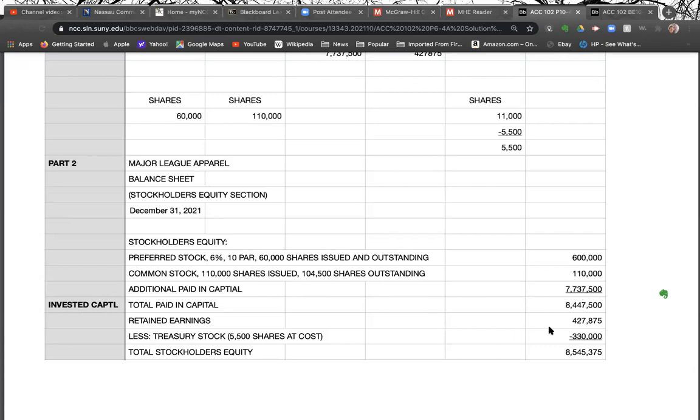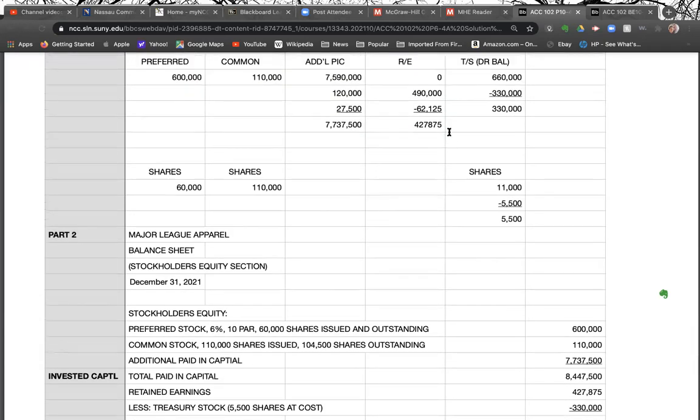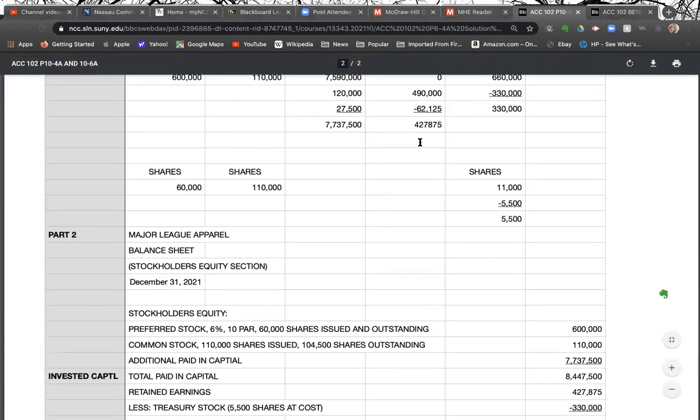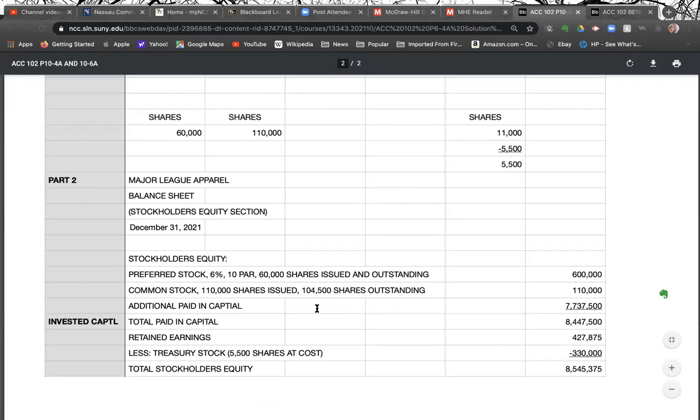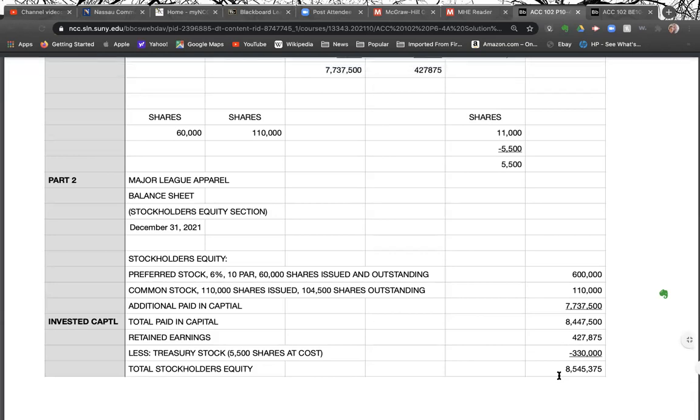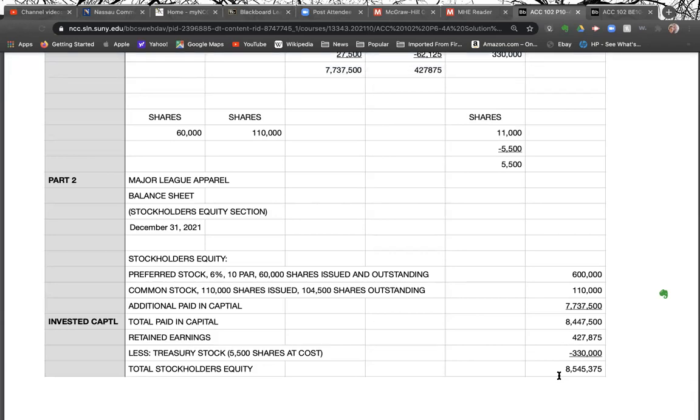Retained earnings is 427,875, right? That's this number here. And less treasury stock, 5,500 shares at cost, 330,000, is a total of $8,545,375.